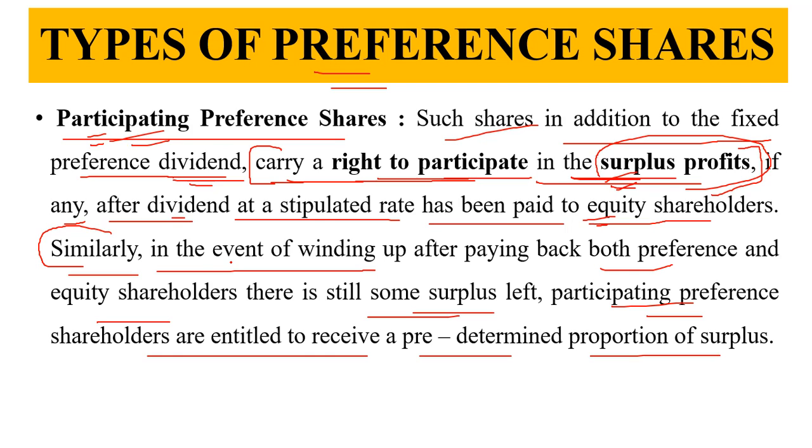Still, after paying the preference shares and the equity shareholders, if there is any profit left, any surplus left, at that time also the participating preference shareholders can get it. They are entitled to receive a predetermined portion of the surplus. This is all mentioned in the memorandum and articles of association, before issuing any shares to the shareholders.